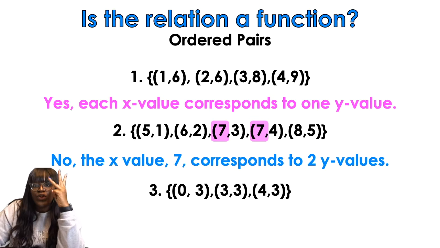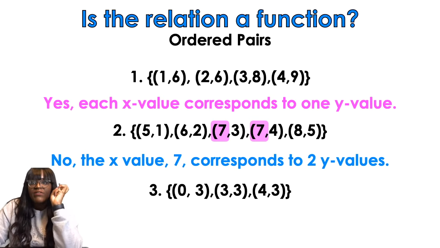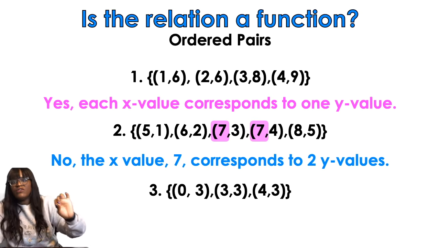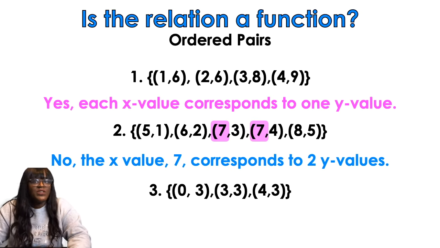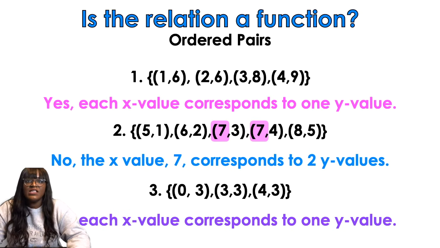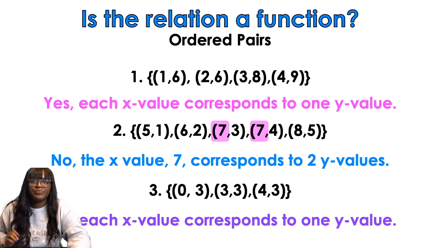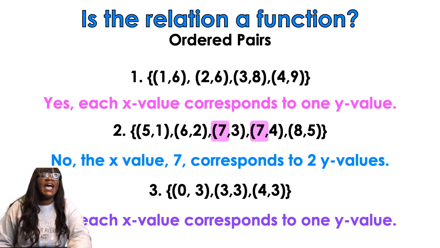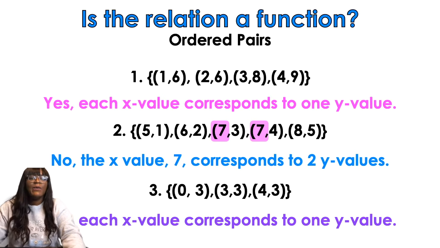So now we're going to look at the third one. We have a 0, we have a 3, and we have a 4. So each X value is unique. So guess what? Yes, these are a function. Yay, us.